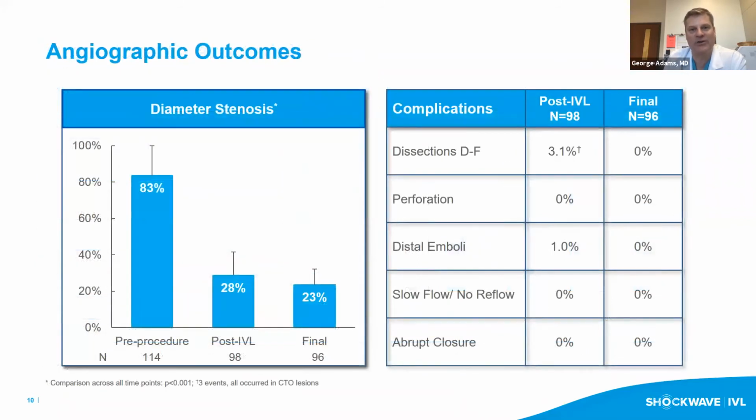In terms of the angiographic outcomes, very, very good, especially in this moderate to severe calcific cohort. 83% was the stenosis pre-procedure. Post-IVL, you got less than 30% residual, was about 28%. And then with an adjunctive therapy, it came down to 23%. Looking at complications, they were low. Post-IVL, dissections about 3% of the time. And there was one case that there was a distal emboli. But if you look at the total, the complication rate was extremely low.